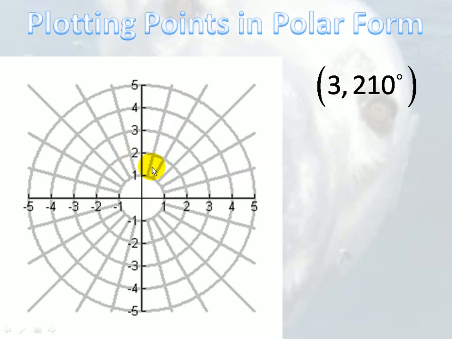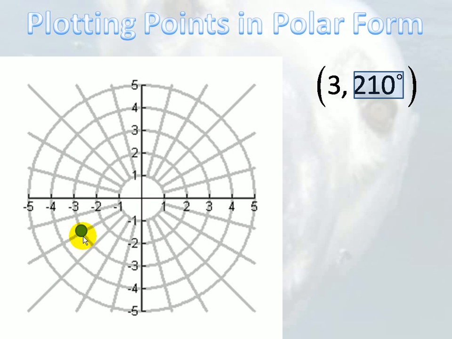So let's suppose that I want to plot these coordinates. Well, I start off recognizing the 3, the r, that's the directed distance from the pole. And then I simply plot this 210 degrees. Well, here's 180, 30 more would be 210. So our angle is here, and we're finished. We've just plotted those polar coordinates.